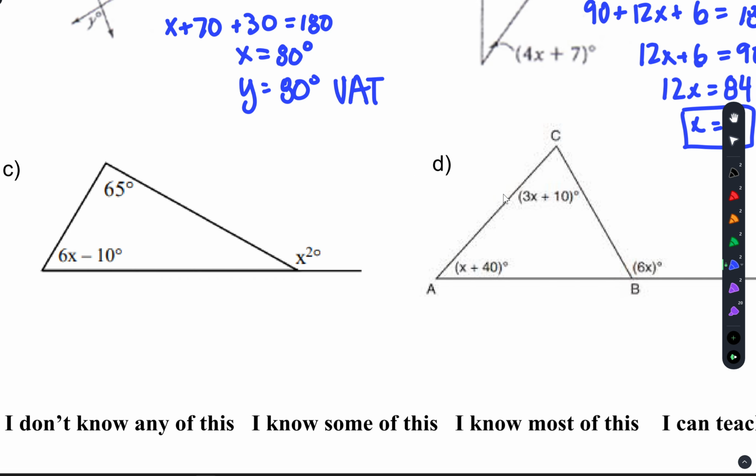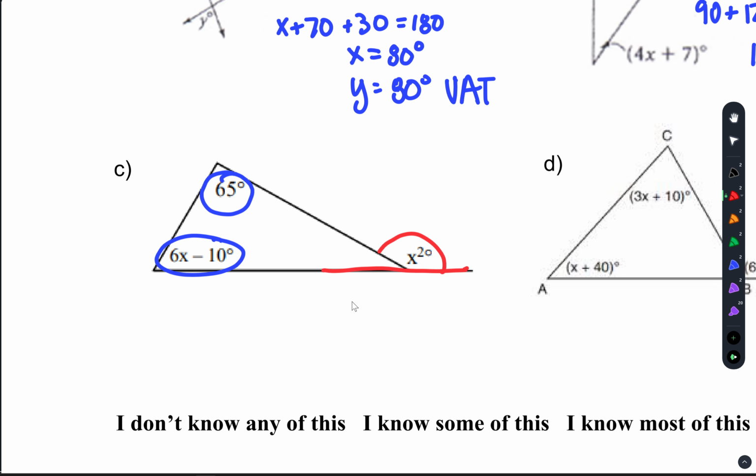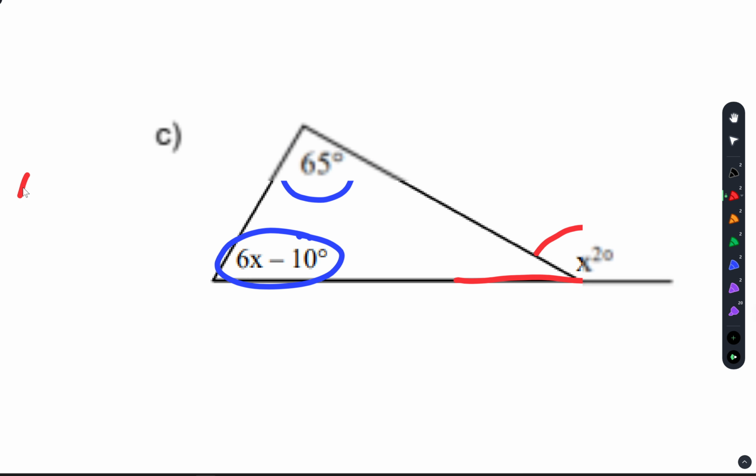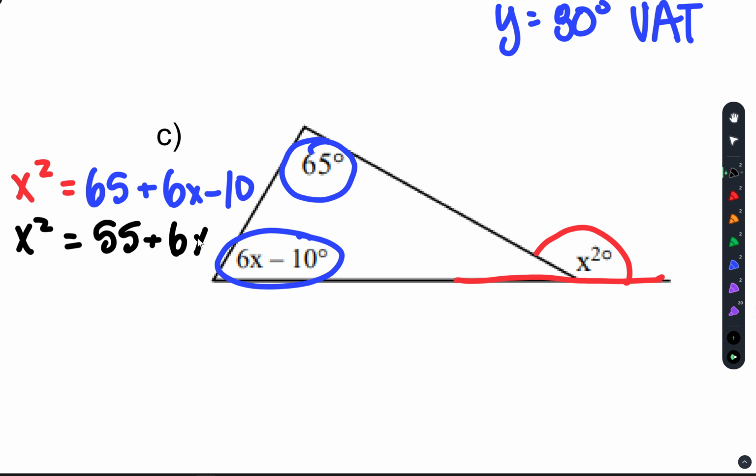Any ideas? Kind of a different diagram. Yeah, Dahlia. The sum of the remote interior angles equals the exterior angle. Perfect. The two remote interior angles have to equal the exterior angle. So that means I'm going to squeeze it in here. X squared equals 65 plus 6x minus 10. Got to do a little bit of simplifying. X squared equals 55 plus 6x.